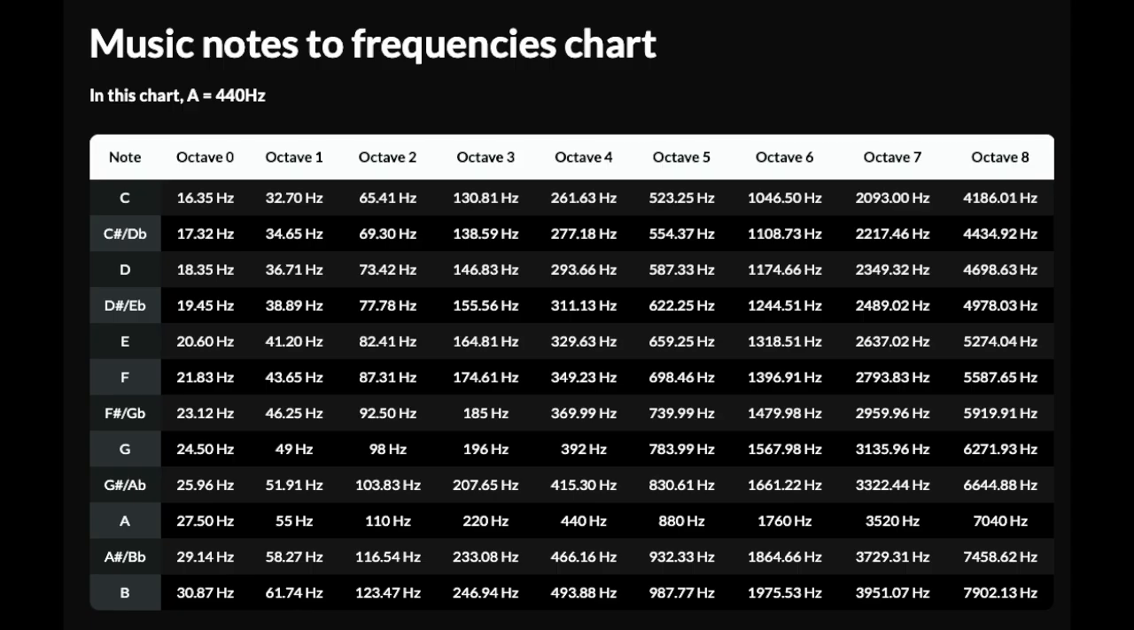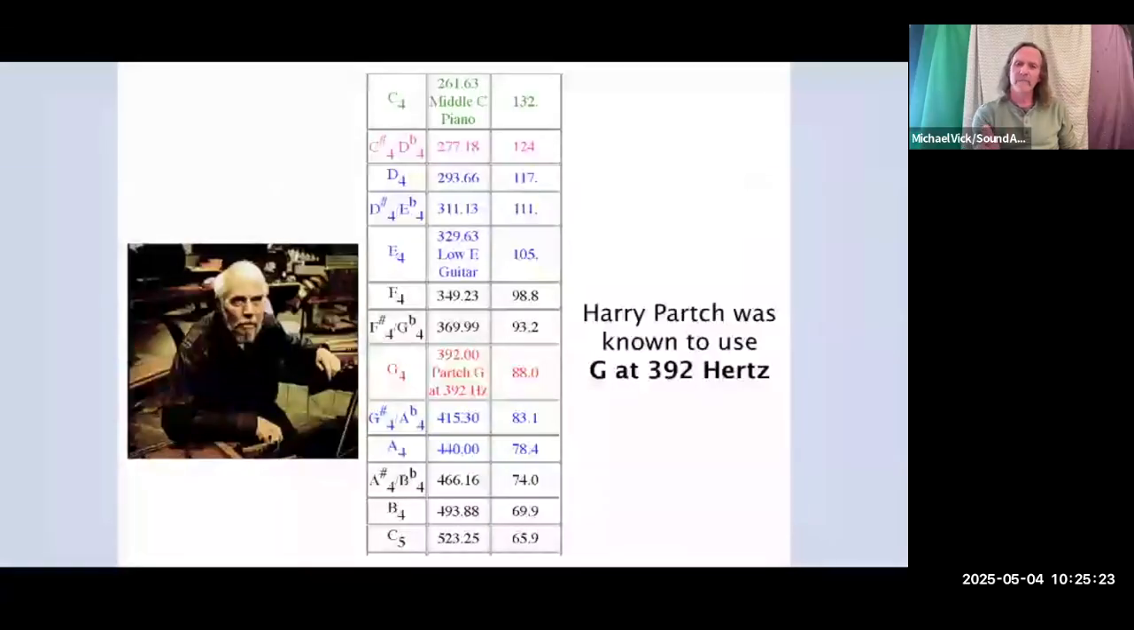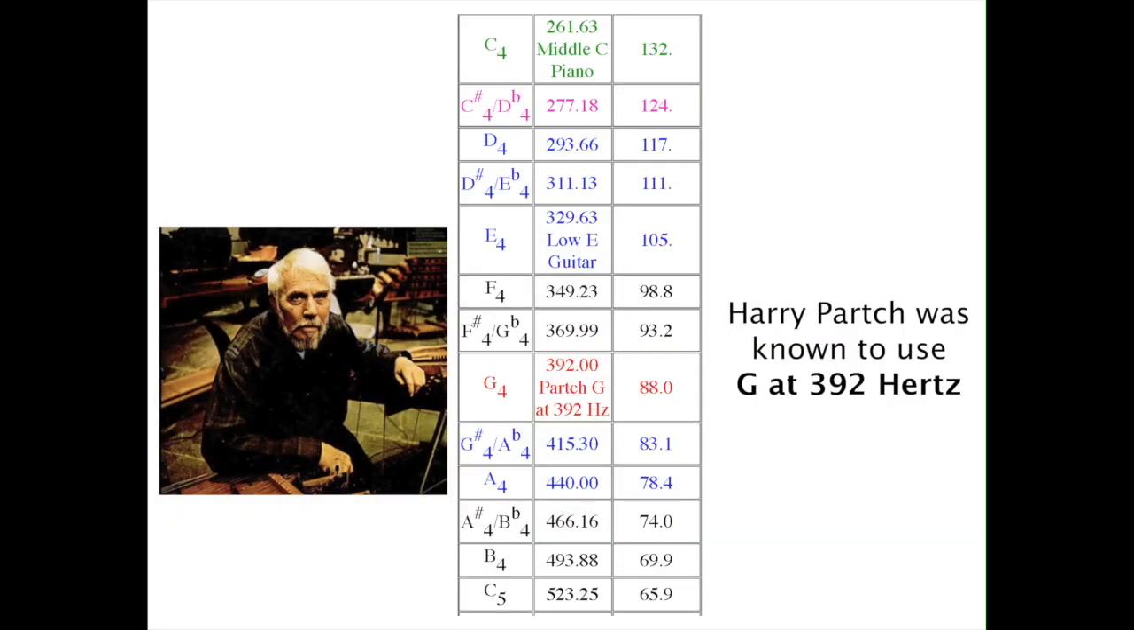I also make a reference to the great Harry Partch. Harry Partch, as all of us know or should know, used G at 392 hertz. So that's actually part of the hertz system that I'm using to base this on. He wasn't opposed to using G at 392 hertz, which is part of that system.